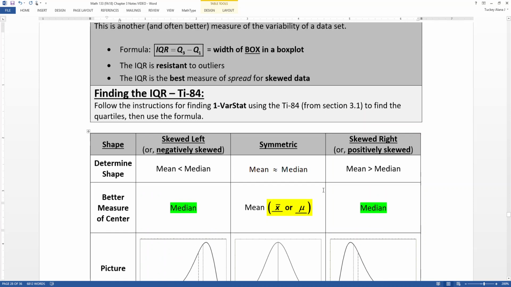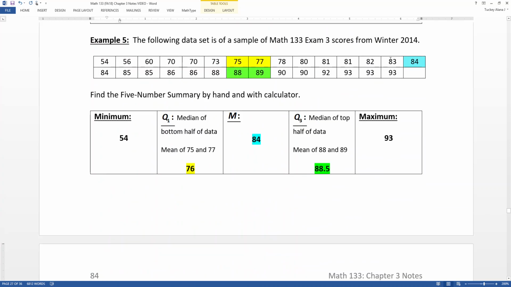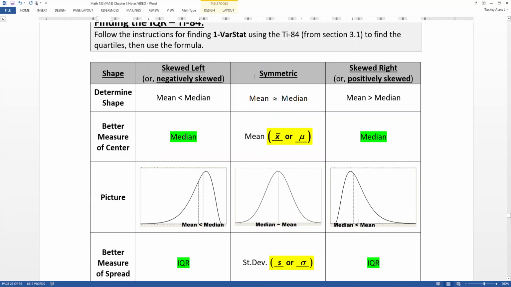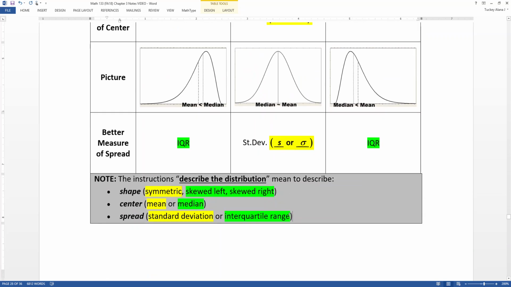Q1, remember, was the median of the bottom half, right? And Q3 was the median of the top half. Since they're both medians in their own right, they're also resistant to skewing. So IQR, which is the distance between them, is resistant, and therefore it's a better measurement to use when your data set is skewed.